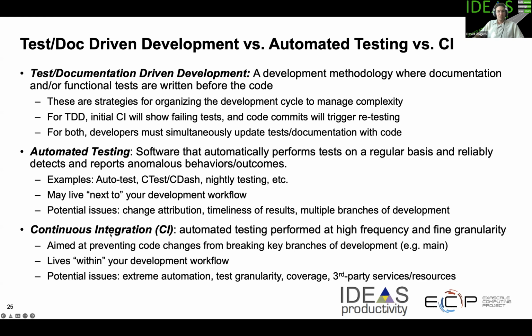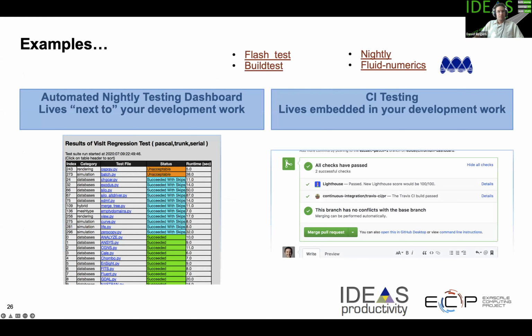So continuous integration is the next step where you have a script that runs your tests, but that script is run on every commit. So it happens at high frequency, and it's aimed at preventing code changes from breaking the branches inside the development workflow. I'm going to show you some examples on the next slide.